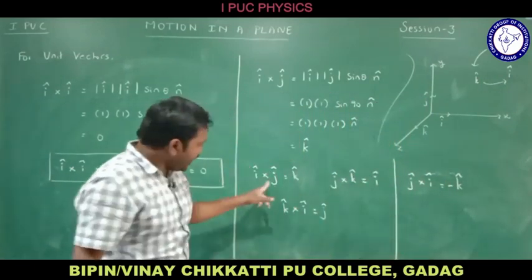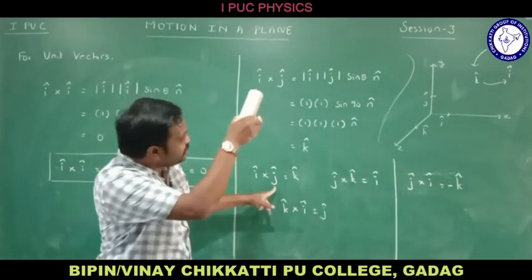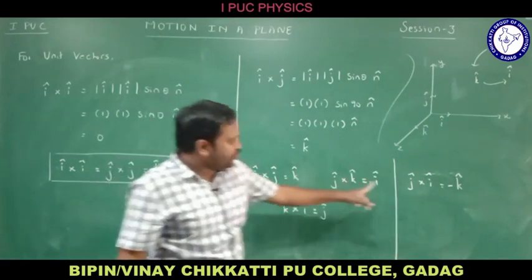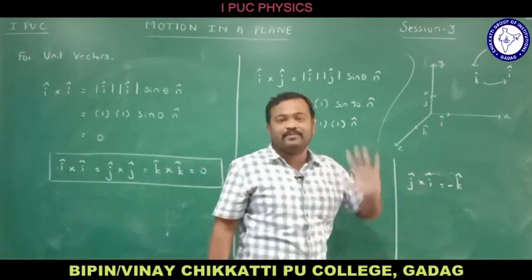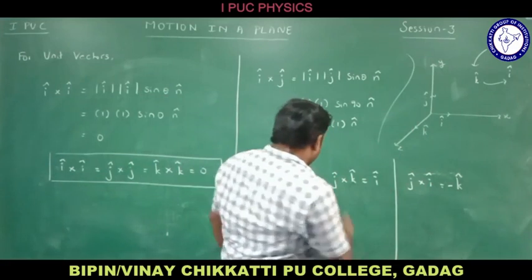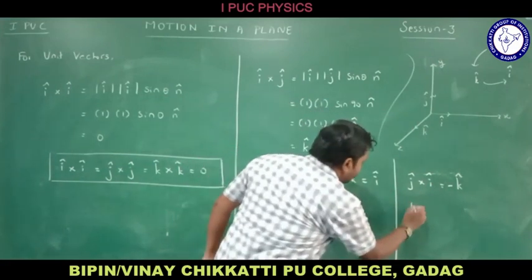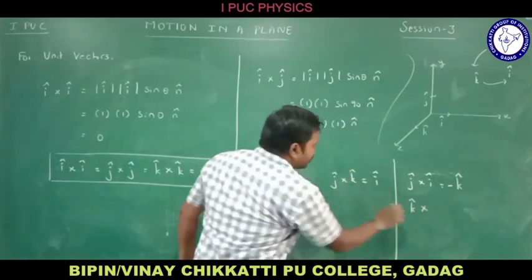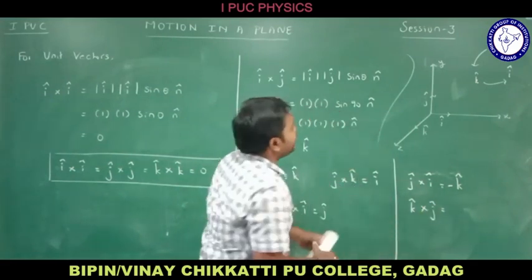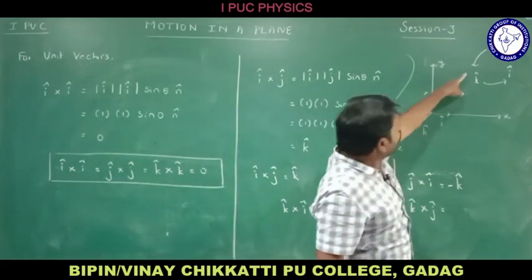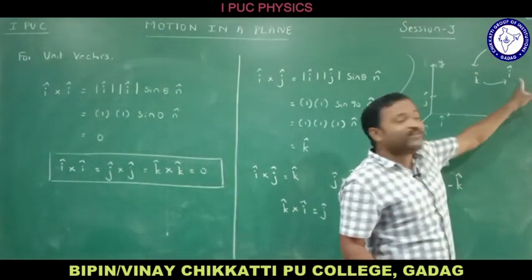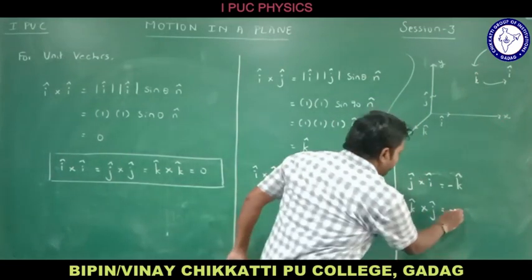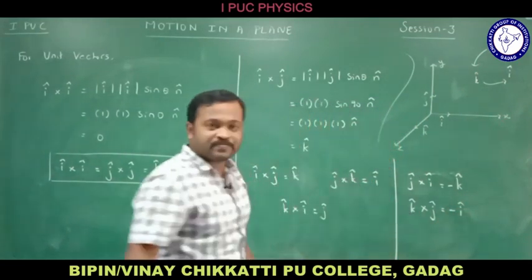See here, I cross j, it is in the order, I got k. This is j cross I, it is not in the order, let me take it as minus k. Okay, let me take like this, reverse of this. K cross j, what do I get? See, k cross j, I am going reverse. Then I need to take a negative vector. That is what I have. Minus I vector. Right? Okay.